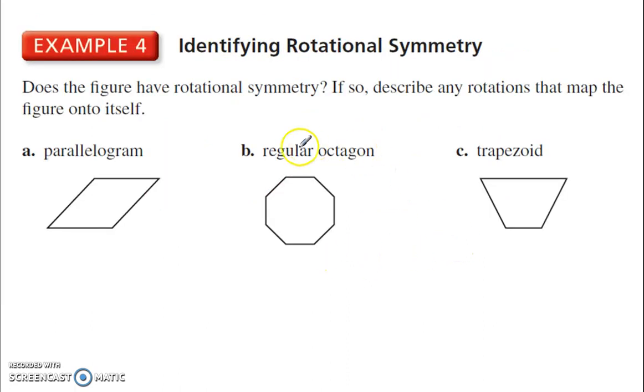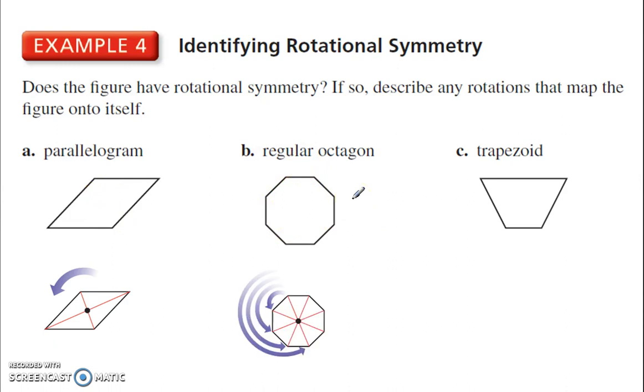All right, let's see. Do they have rotational symmetry? If so, describe any rotations that map the figure onto itself. All right, a parallelogram. Does it have rotational symmetry? Yes, it does. 180 degrees. Okay, so this has rotational symmetry at 180 degrees. If I flip it 180, it maps itself onto itself.